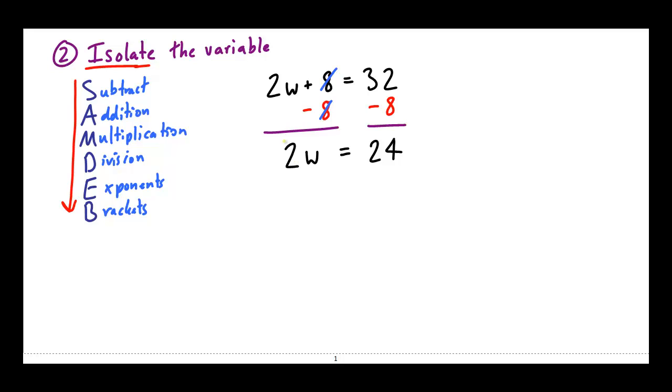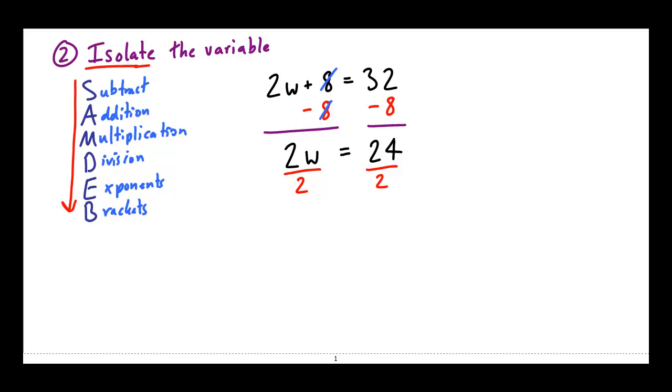Okay, so I've got 2w is equal to 24. And you want to ask yourself, okay, moving down the list, subtraction and addition, taking care of those. The next is multiplication, and I've got a 2 multiplied by my w. So in order to get rid of it on this side of the equation, I need to do the opposite of whatever it's doing right now. So 2 times w. What is the opposite of multiplying by 2? Well, the opposite of multiplying by 2 is dividing by 2. So I'm going to divide this side of the equation by 2, which is fine as long as I also divide the other side of the equation by 2. Remember, I have to do the same thing to both sides.